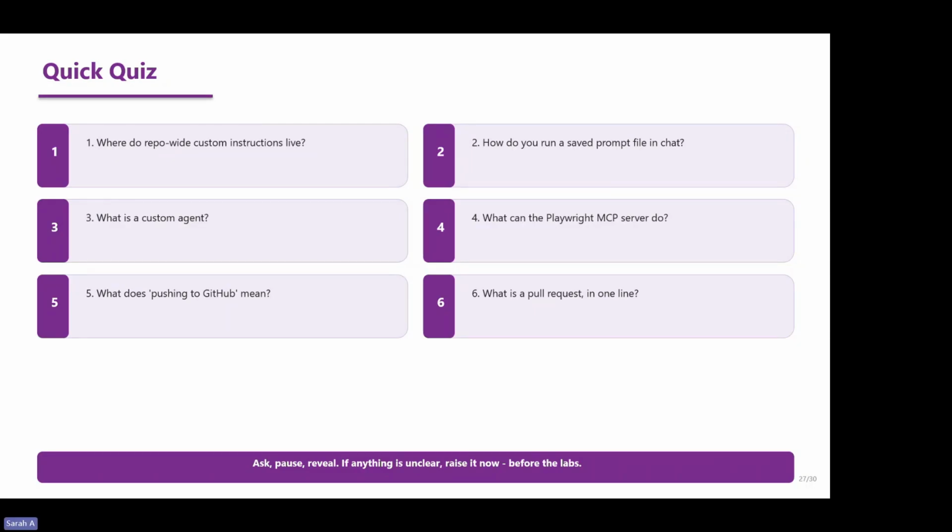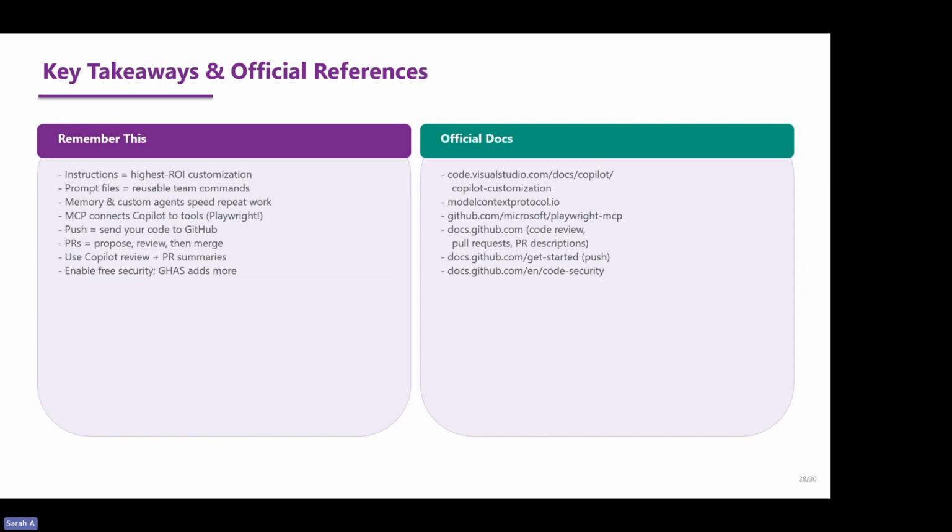All right. So let me just give you the final key takeaways and things I should remember, right? So instructions are the highest ROI. Your prompt files are reusable commands. Memory and custom agents can help you save repeat work. MCP lets Copilot use external tools, for example, the Playwright we used, right? Pushing is how your code reaches GitHub. A pull request is how your team merges a proposal, as James mentioned earlier on, right?